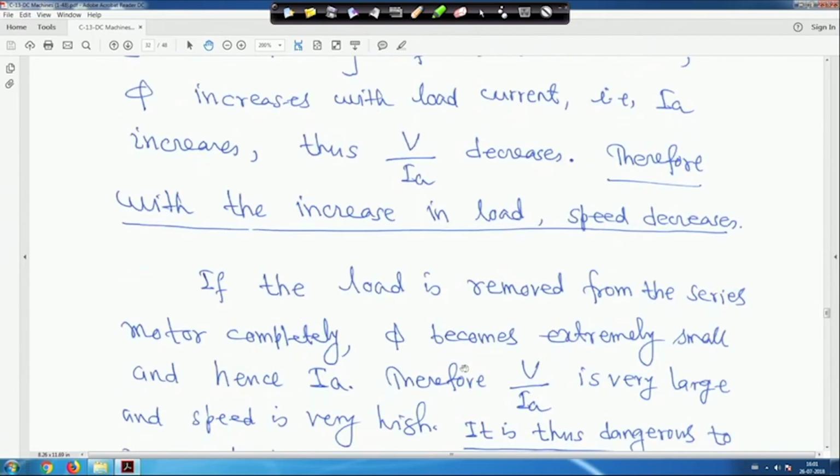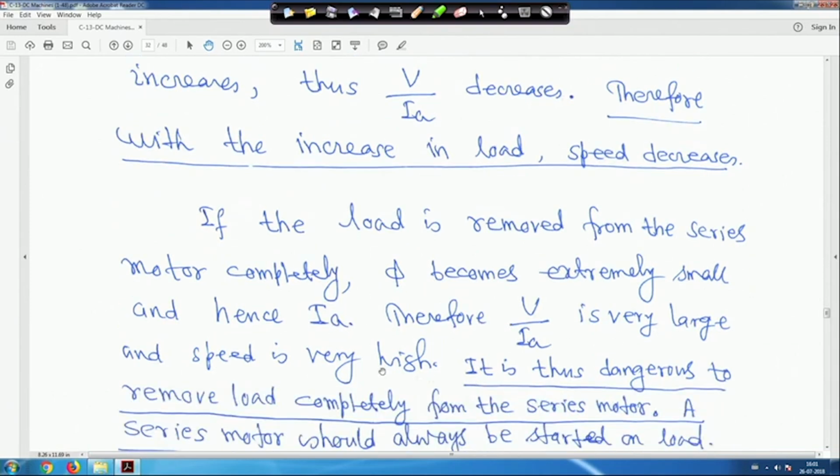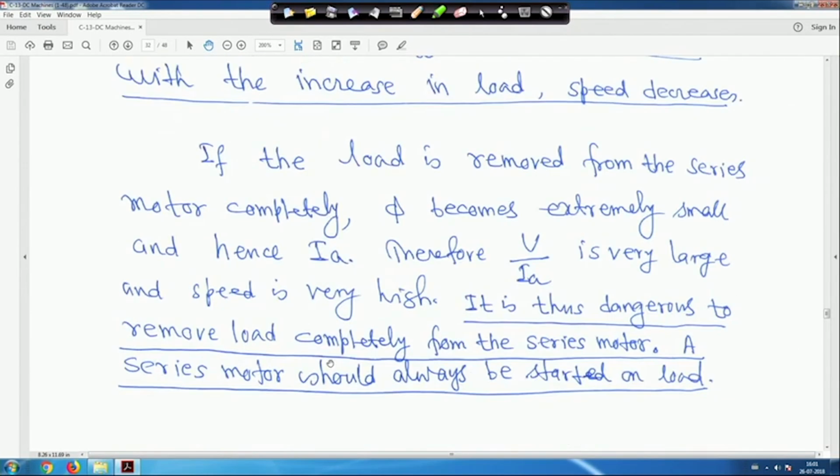So, if the load is removed from the series motor completely, phi becomes extremely small, and hence I_A also will decrease. Therefore V/I_A is very large and speed is very high. Therefore, it is dangerous to remove the load completely from the series motor. A series motor should always be started on load, and should not be run on low load.